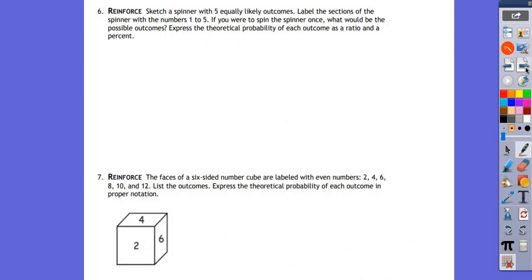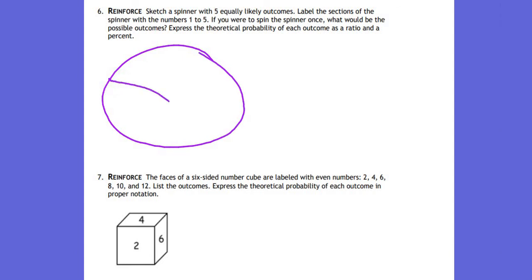Okay. I'm going to set up the next two, then you're going to finish them. Number 6 says, sketch a spinner with 5 equally likely outcomes. Label the sections of the spinner with numbers 1 through 5. So for a spinner, I need a circle, a flattened out V, and a smaller V, and that's good. It's about equally spaced. Says to number it 1 through 5.